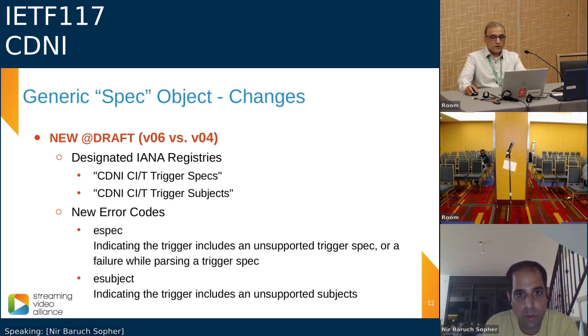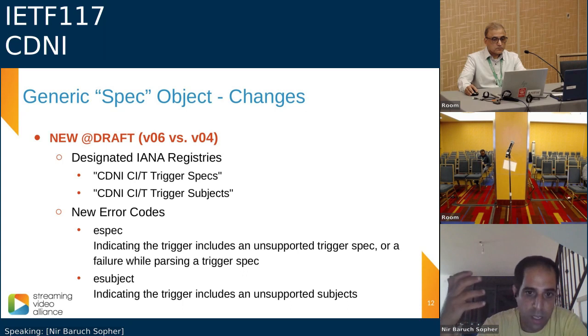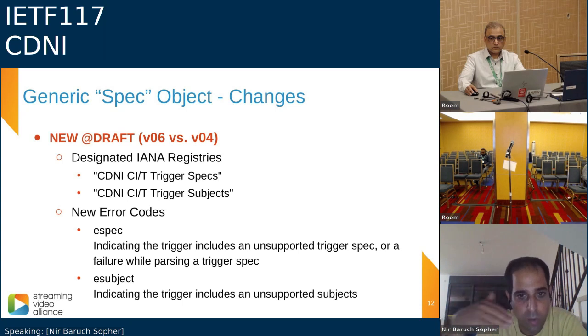For the generic spec object, as I said, we added the relevant IANA registries, and we also added new error codes. The error codes allow the downstream CDN to indicate it couldn't parse the trigger due to an unfamiliar spec, an unfamiliar subject, or an issue with the actual parsing of the spec. We added those two error codes. They also appear in a registry of the entire error code list.